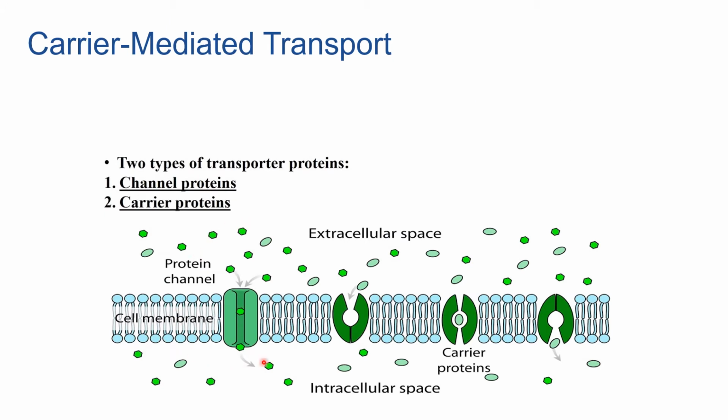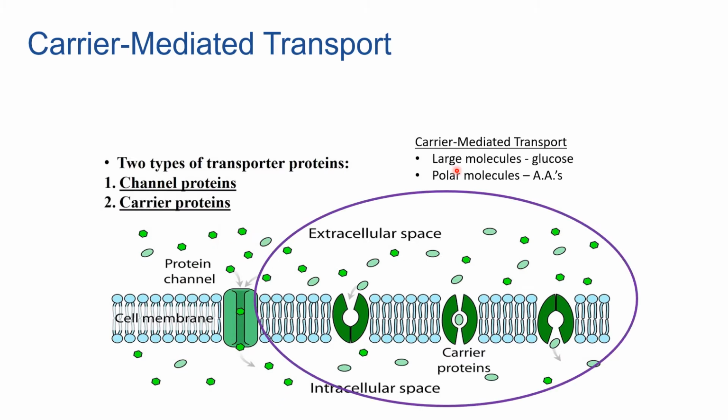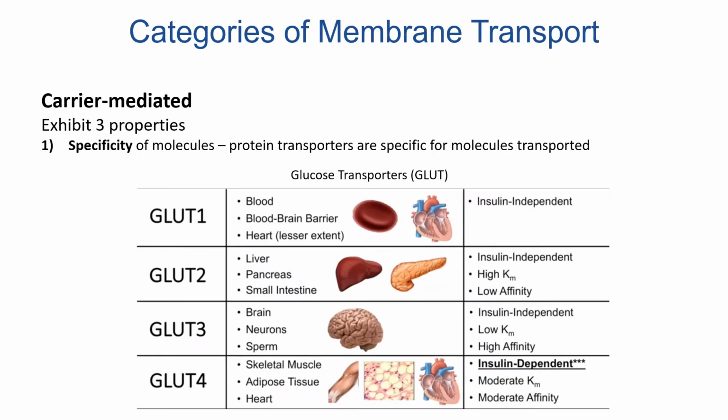So if you'll remember, there are two types of transporter proteins. There are channel proteins, which are non-specific, and then these carrier-mediated proteins, which are specific for the types of molecules they'll be transporting. And remember, they're going to be doing the large molecules, such as glucose, and polar molecules, which may be things like amino acids or proteins. One of these carrier-mediated proteins are called our GLUT or glucose transporters. So there's many different types. I'm just showing you here 4 different types of what we call GLUT transporters.